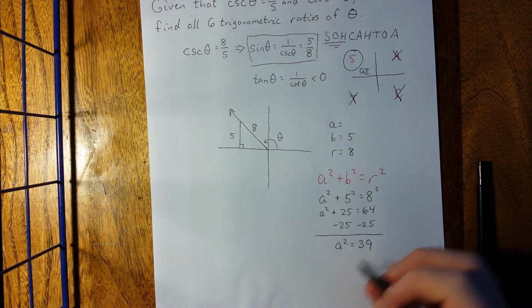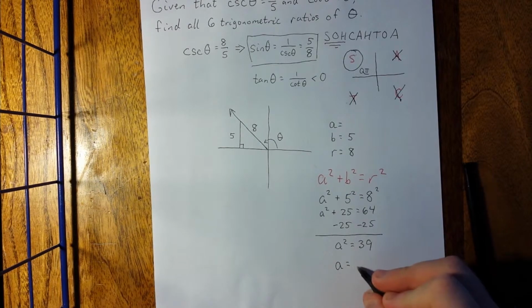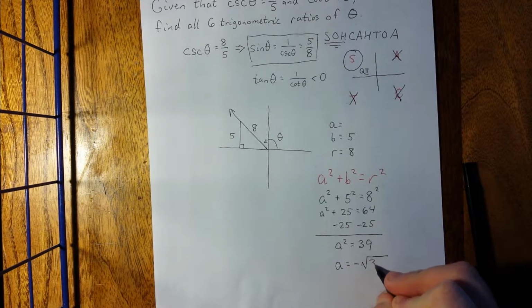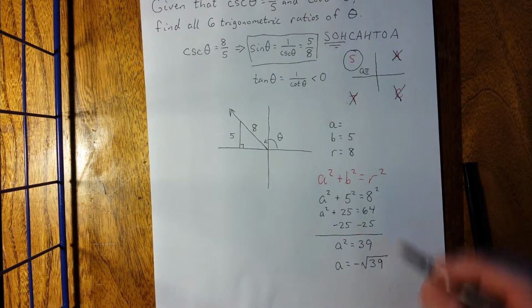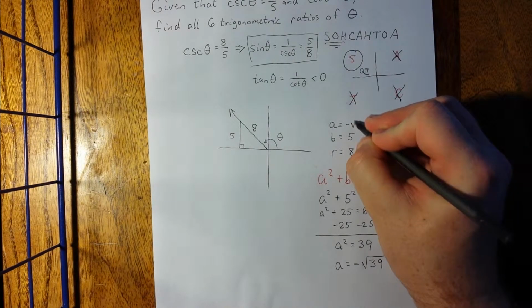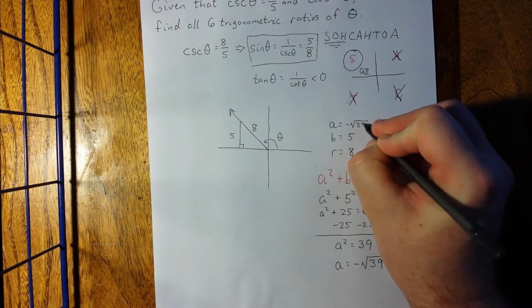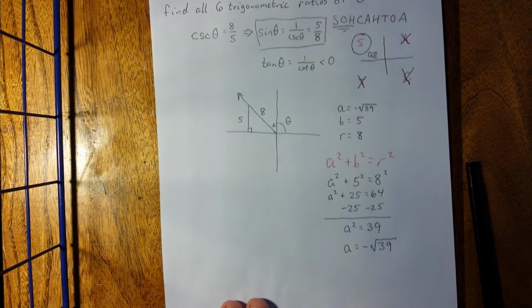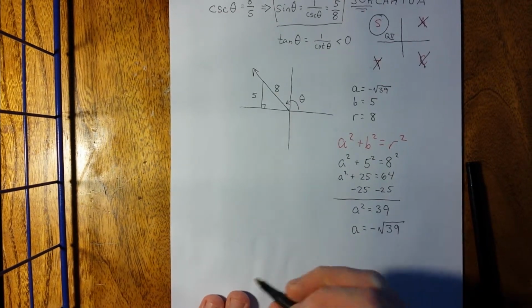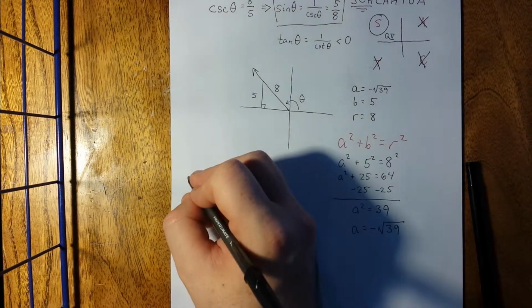Now here's where that really important thing comes into play. We're in quadrant 2, so when I take the square root of both sides, a is going to be a negative value. So we get a is equal to negative square root of 39. Now, we're going to see that square root of 39 in a lot of denominators. We don't have to rationalize the denominator because I'm super cool. I don't require you to do that. But some teachers might require you to do that, so we're going to rationalize our denominators just to be safe.